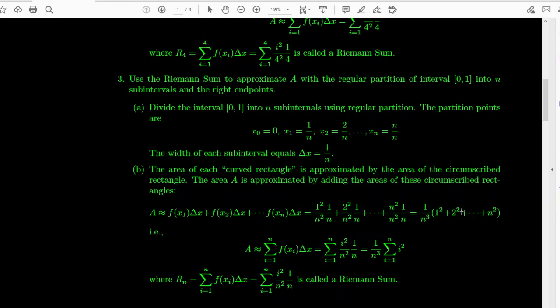After taking n cubed out of all the terms, you see what's remaining. Do you see you have 1 squared remaining in the first term? You have 2 squared remaining in the second term. Likewise, you have n squared remaining in the last term.